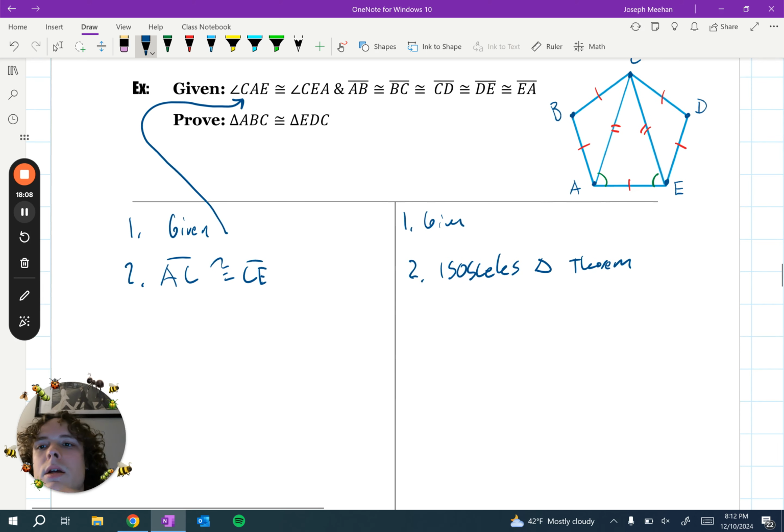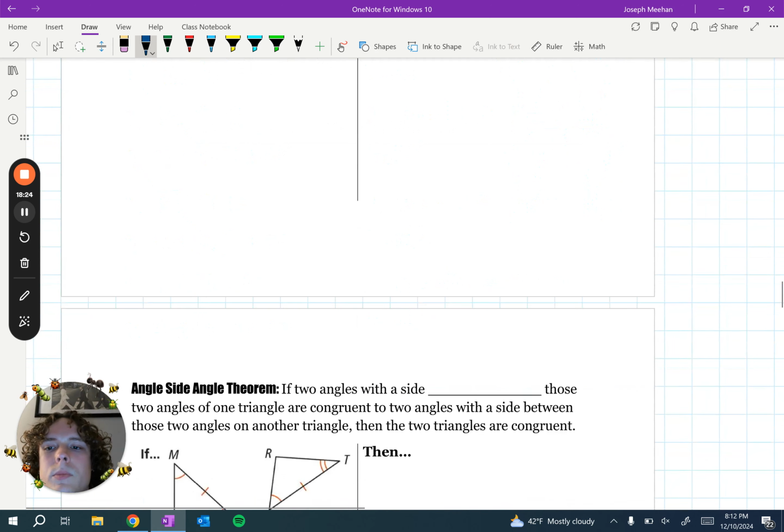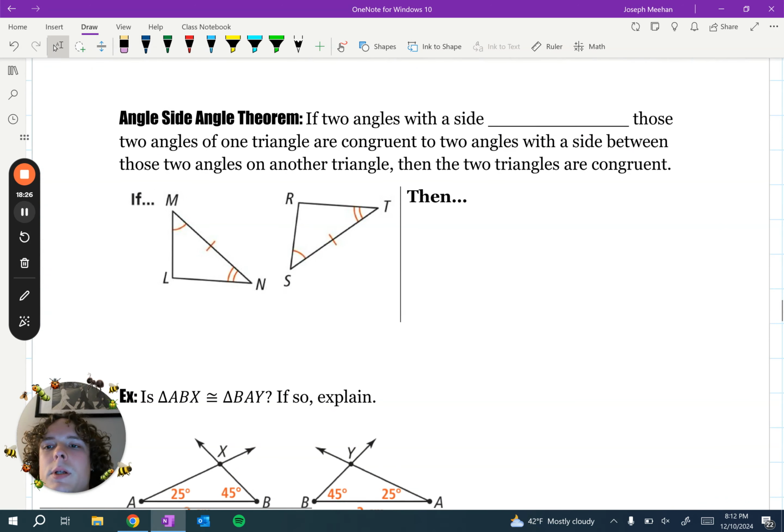And then if AC is congruent to CE, we can see in step 3, triangle ABC is congruent to triangle EDC because of side, side, side. All right, so a little 3-stepper there. Nothing too crazy. Let's move on to the next theorem.